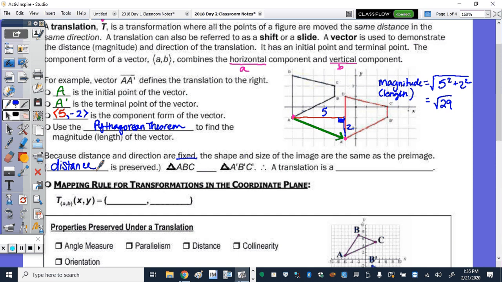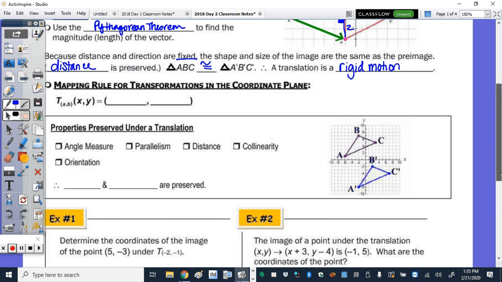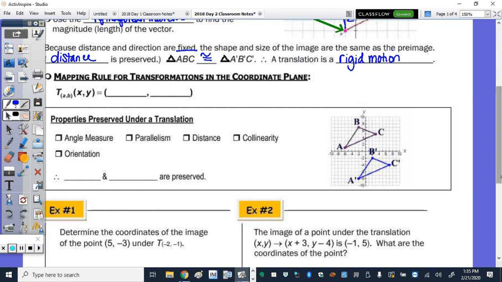Okay? And this ends up being a congruency transformation, okay? Which remember, they note as a rigid motion. So therefore, a translation is a rigid motion. Properties that are preserved. Oh, and before that, we're going to note the rule or how it's written. So if you have a transformation AB, so it says A units means you're going to add the units, because A is written first, that's your horizontal component. Add those units to the X value, and B written second, we add those units to the y value.